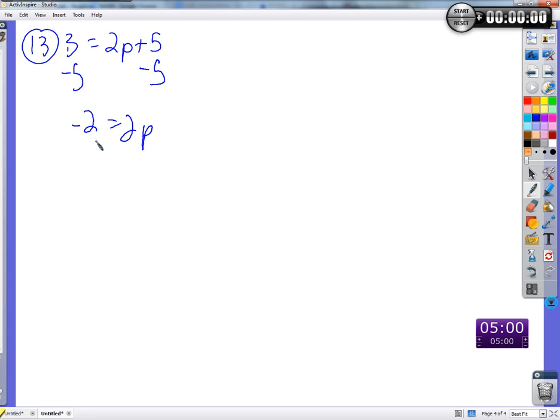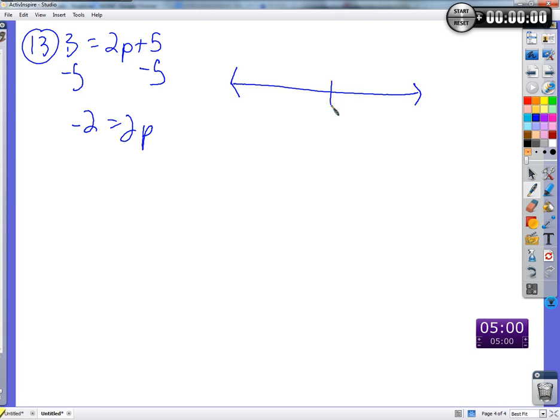Now the numbers 3 and 5 can combine to make 8, but what's the mistake there? We have a negative 5. So we're not adding 3 and 5. We're not even adding negative 3 and negative 5. We're doing 3 minus 5. So make sure that you remember that.